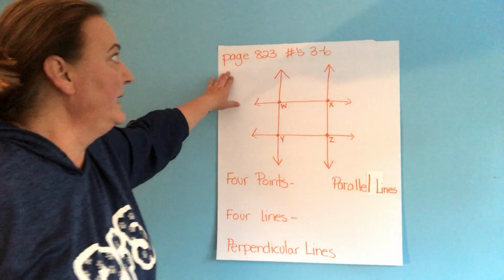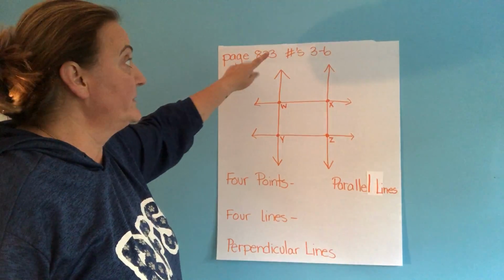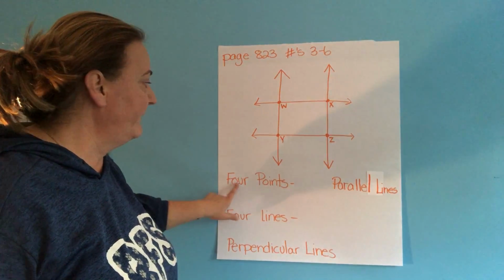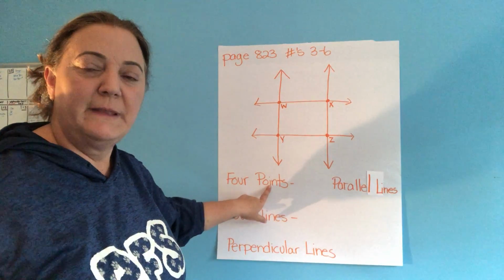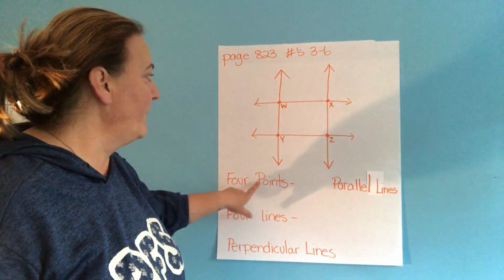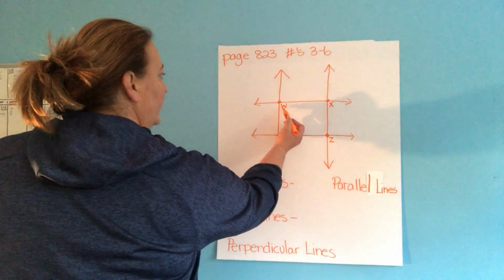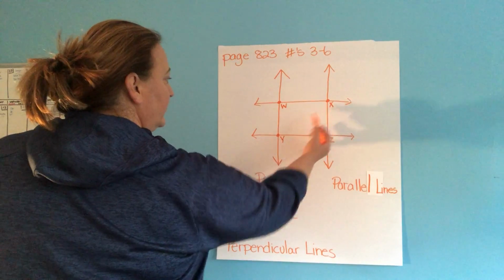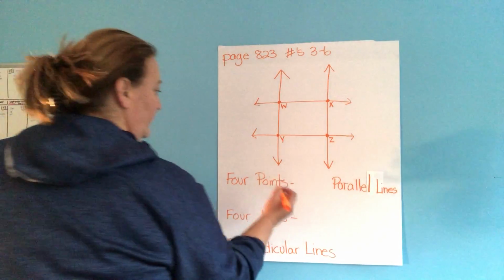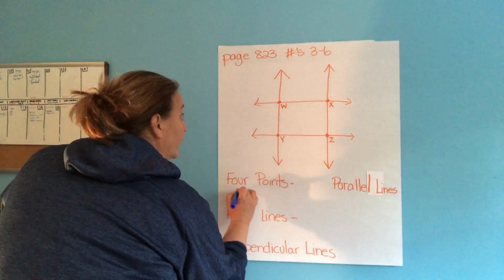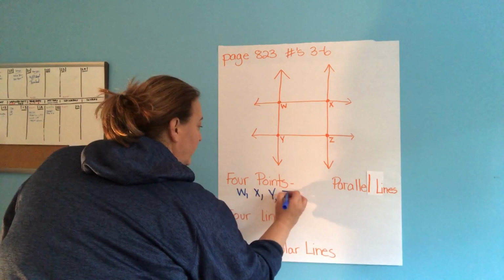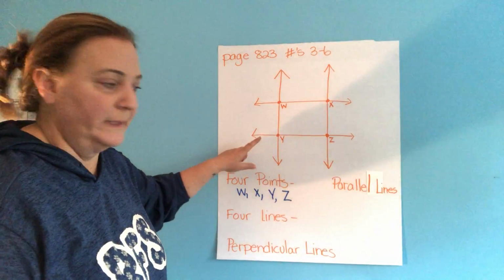This is on page 823, numbers 3 through 6. So I drew the picture that's in the book. It's asking you for 4 points. So we have to think about all the vocabulary that we've been talking about recently. So 4 points. You have 1 point here, 1 point here, here, and here. They're just your points. So that would be W, X, Y, and Z. Those are your points.